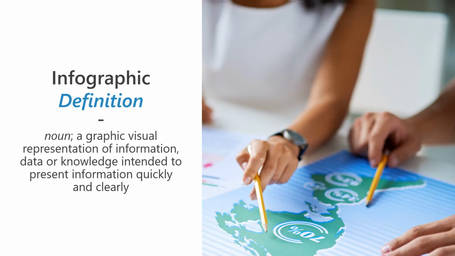As Michelle mentioned before, visual summaries are very important nowadays. Infographic, which I believe most of us have heard the term by now, is a very popular type of visual summary. Just so we are all on the same page, it is a noun. It is a graphic visual representation of information, data, or knowledge intended to present information quickly and clearly. It has been very popular for the past several years. Now, why has infographic been so popular? Let's go to the next page and we'll go through them.